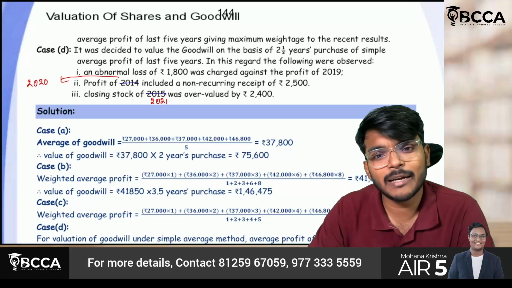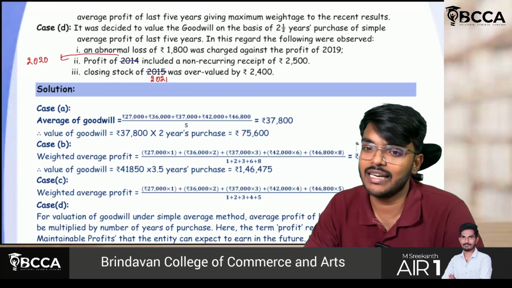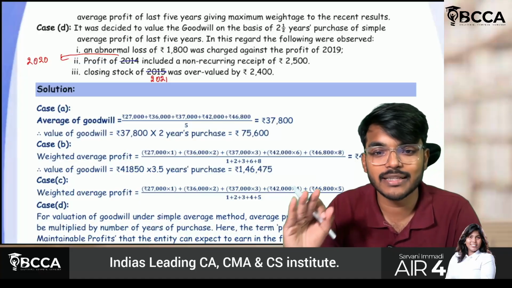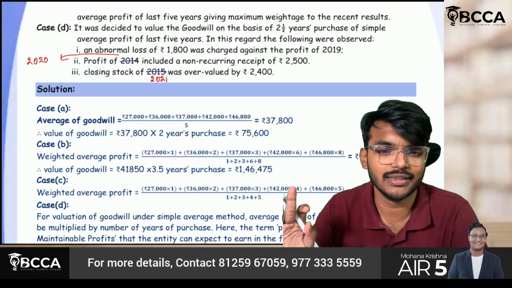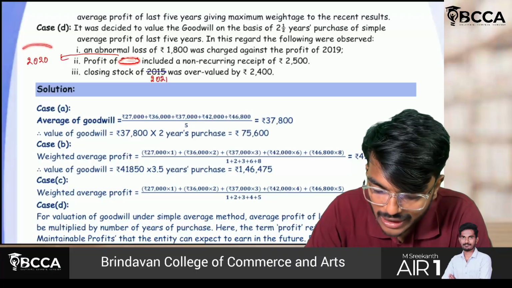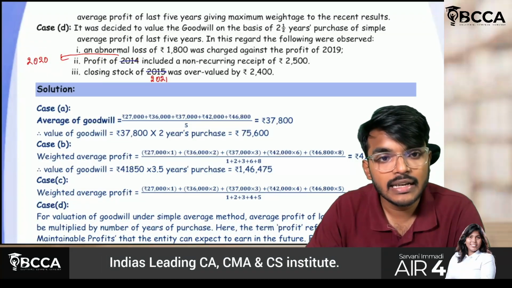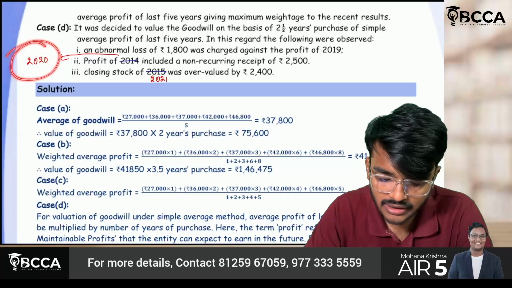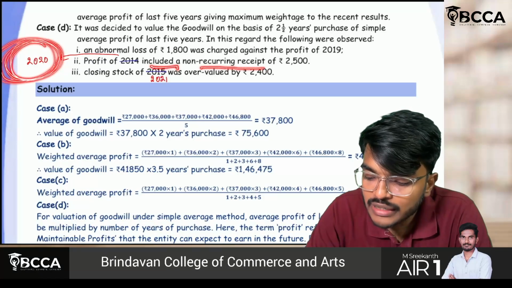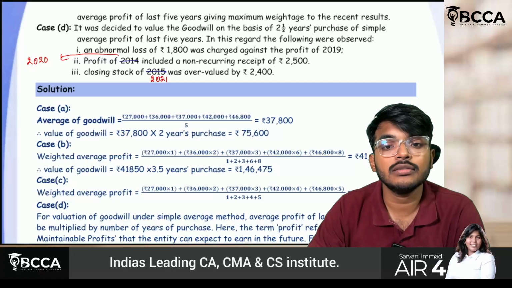Yes, the treatment we will understand, Prasad. Whatever you are saying is exactly correct. Basic common sense is going on. If you are a person with basic common sense, you can easily get the correct answer. Yes, but change this question: instead of 2014, you have to take this as 2020. They are saying my profit of 2020 includes a non-recurring receipt of 2500.